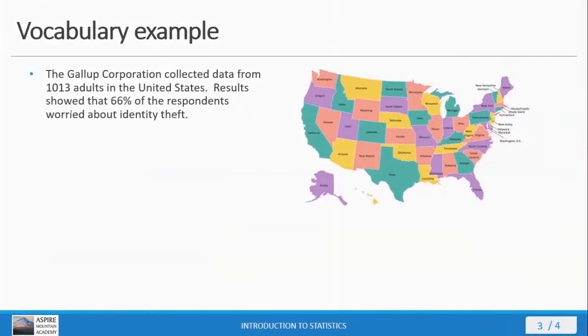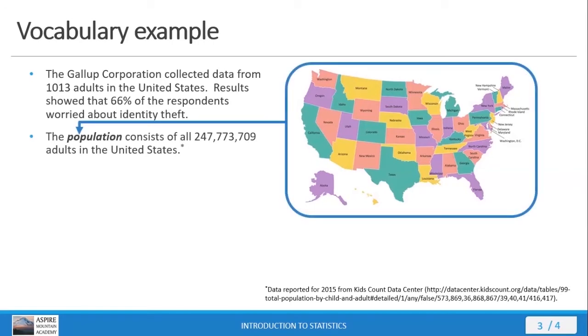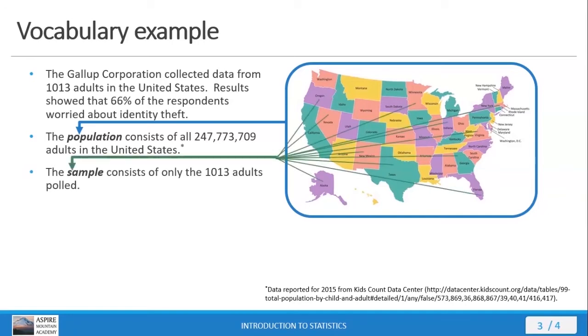To help us understand these two concepts more thoroughly, let's take a look at an example. The Gallup Corporation collected data from 1,013 adults in the United States. Results showed that 66% of the respondents worried about identity theft. So, in this example, the population is the entire set of adults in the United States, all 250 million or so of them. But the sample is only the 1,013 adults that were polled. So, here we see that a sample is a portion or a subset of the population.